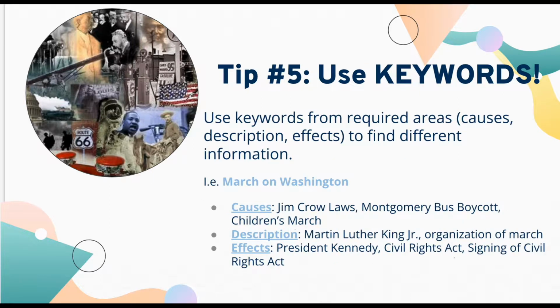Tip 5. Use keywords. After you've gotten some basic information from 1 or 2 sources, you might decide that you need more on effects and you want to look up something more specific. Use keywords from required areas like the causes, description, and effects to find different information. For example, if I'm looking at the March on Washington, I might need to know about segregation and Jim Crow laws. I might need to know about the Montgomery bus boycott or Martin Luther King starting the movement there, or the Children's March, which was done against segregation, which led to the Civil Rights Act.